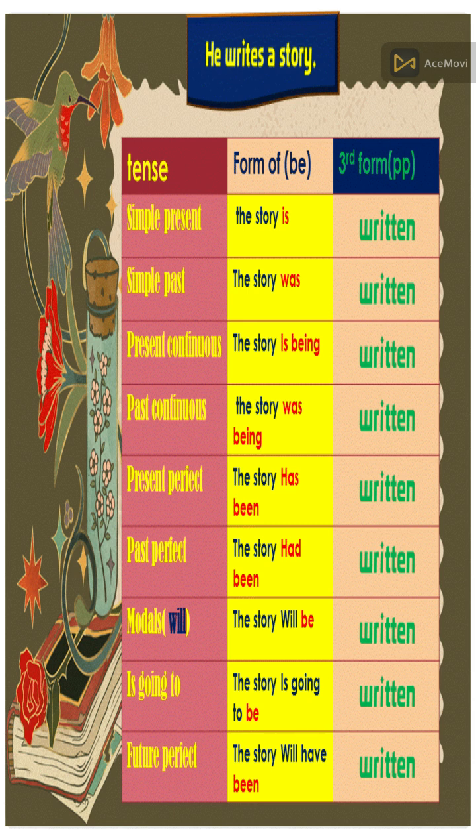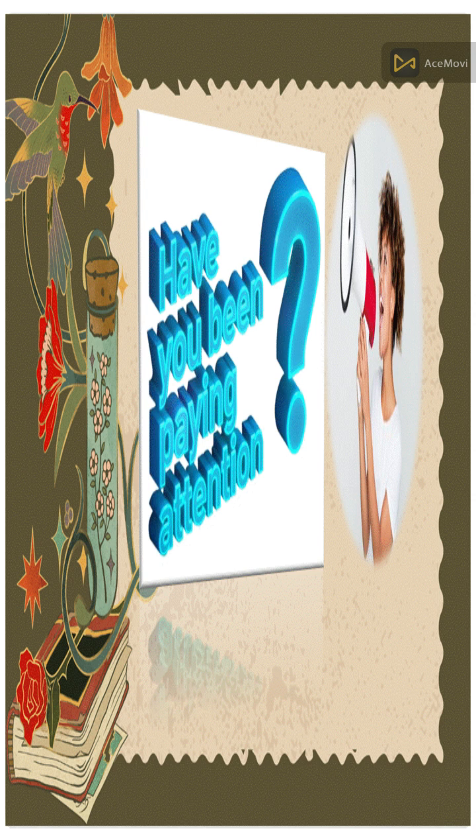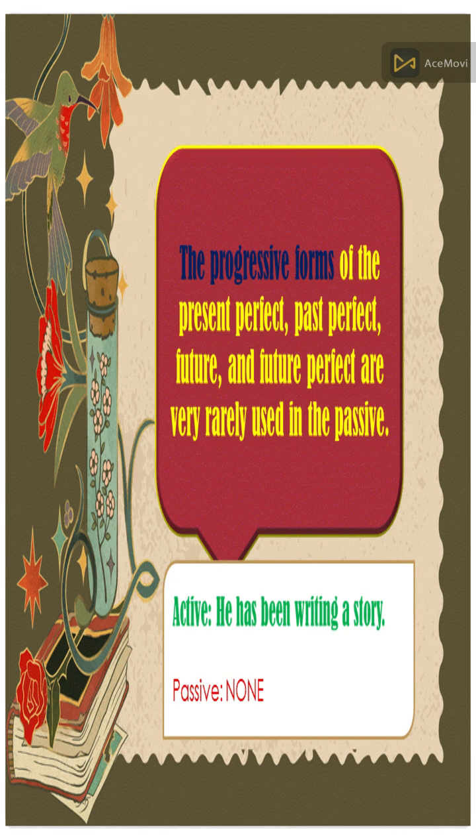But pay attention to some important points, which is that any progressive form of the present perfect, past perfect or future perfect is very rarely used in the passive. Okay, so in other words, we don't change sentences with present perfect progressive, past perfect progressive, future perfect progressive. We don't change the active into passive in these tenses.